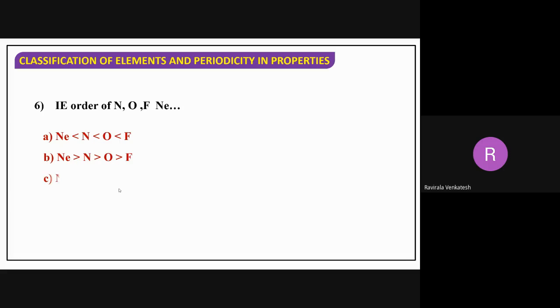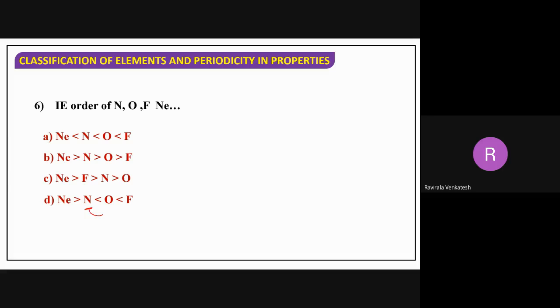Now tell me the answer for this one. Ionization order of nitrogen, oxygen, fluorine, neon. Sir, all are in the same period. Left to right, in a period, what happens to ionization energy? It always increases. So definitely neon is highest, then nitrogen.